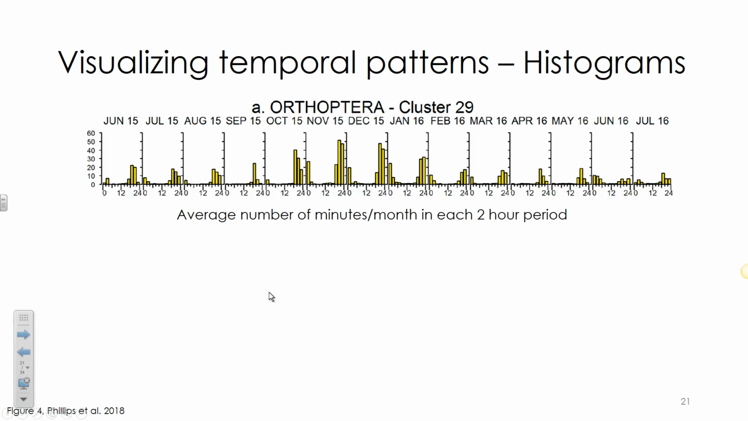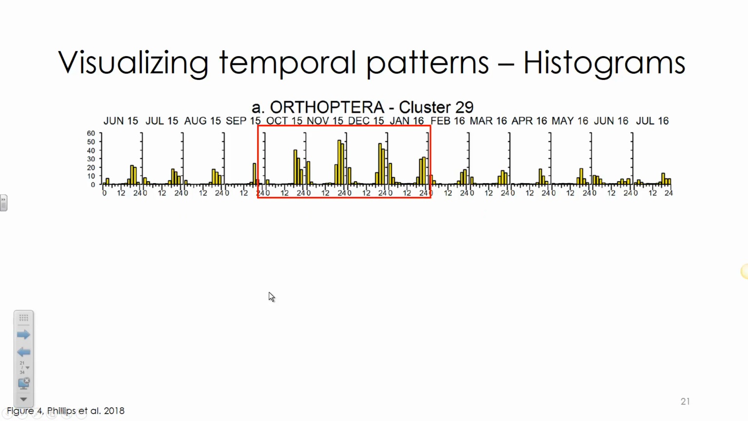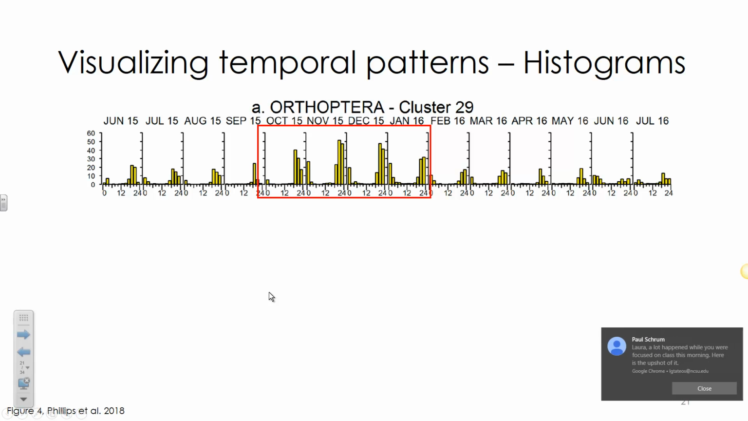And so if we're looking at Orthoptera, which is just insects like grasshoppers and crickets, you can see that they're most dominant in the summer. So this is in the southern hemisphere, so December or summer. And that it happens mostly at night. So their peak in vocalizations are at night.